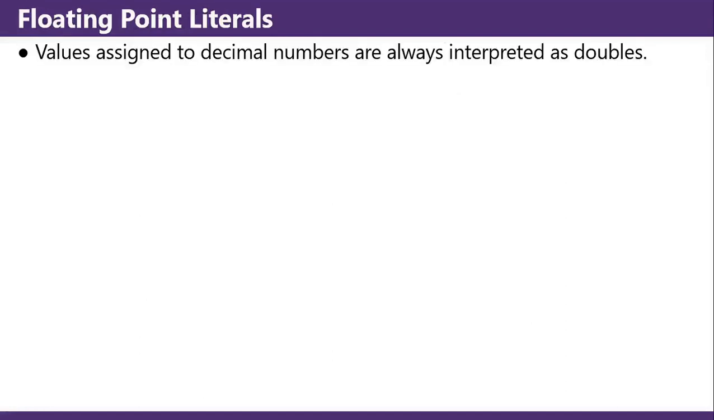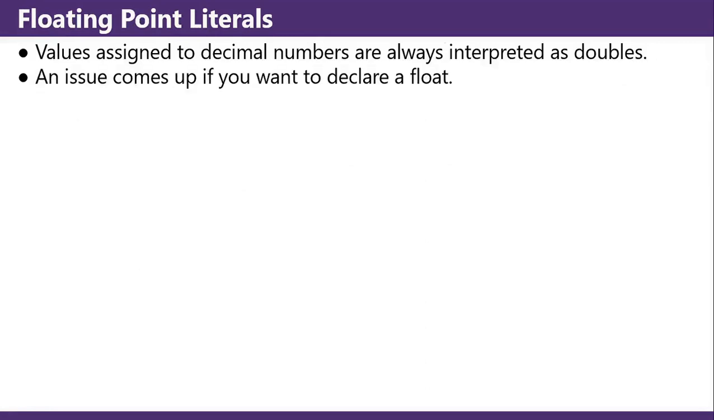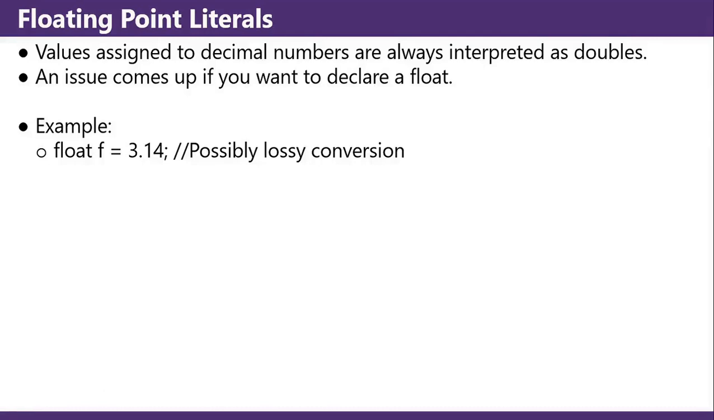Floating point literals. Values assigned to decimal numbers are always interpreted as doubles. An issue comes up if you want to declare a float. Example, float f equals 3.14. You'll get a possible lossy conversion error, but you won't if you declare it with an F at the end of it.